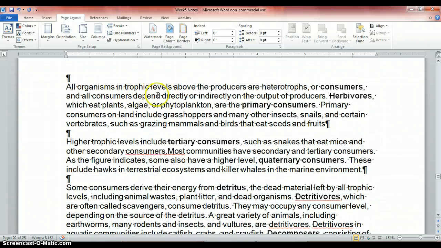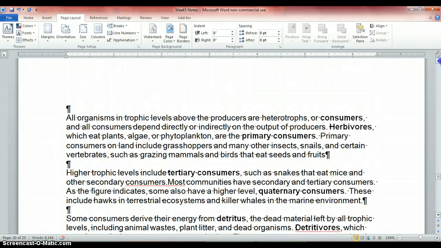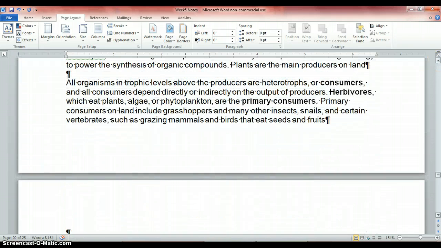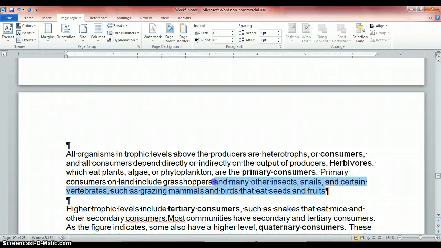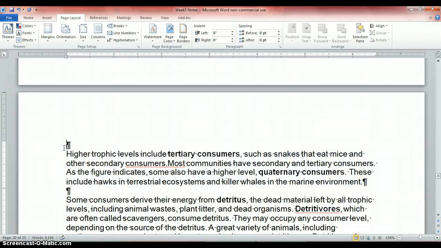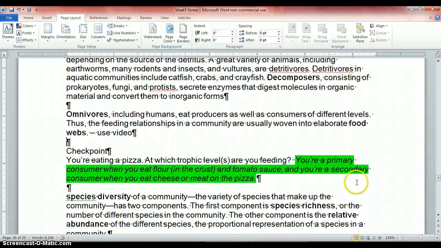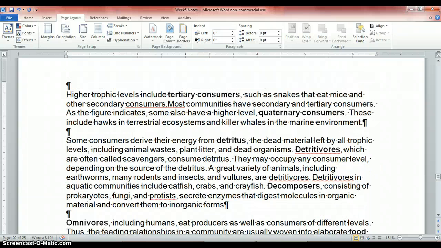All organisms in trophic levels above the producers. Did we just say that? Yeah, I'm going to erase that. It looks like we repeated. Oh, nice to know. I have gone through these notes how many times, and I still find stuff wrong. I think I just hit page up. Let me pause for a second while I figure out what I did.